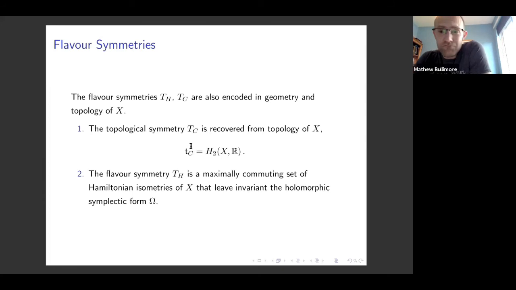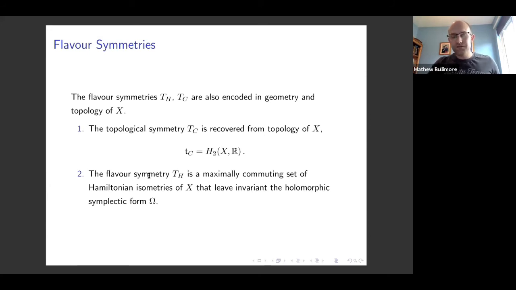This is something that's really special to 3 dimensions. If I were to do this in 4 dimensions, I would get a 1-form symmetry. In 5 dimensions, I would get a 2-form symmetry. The reason here is that if you take a 2-form on the target and pull it back, you get a codimension 2 operator, which generates a symmetry, a 0-form symmetry. But okay, so we can recover the topological symmetry here from the topology of the space.